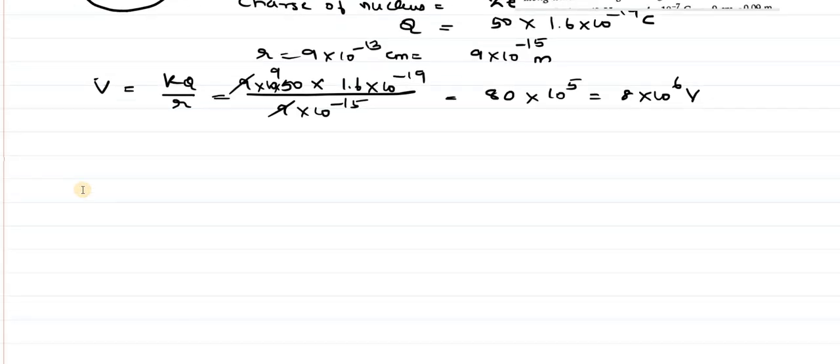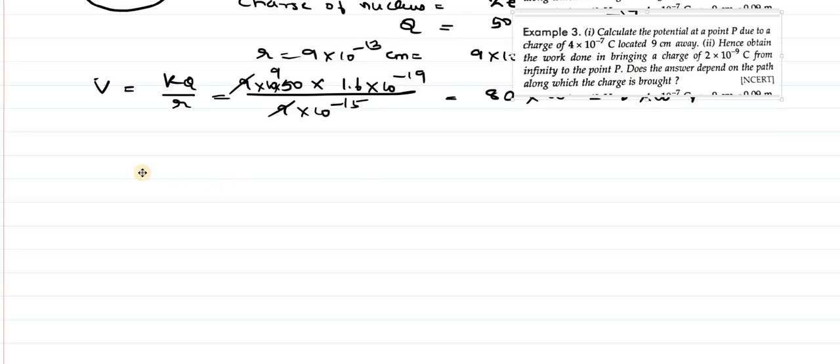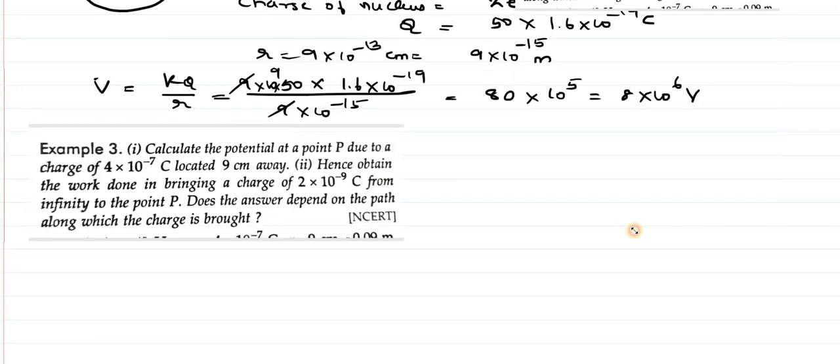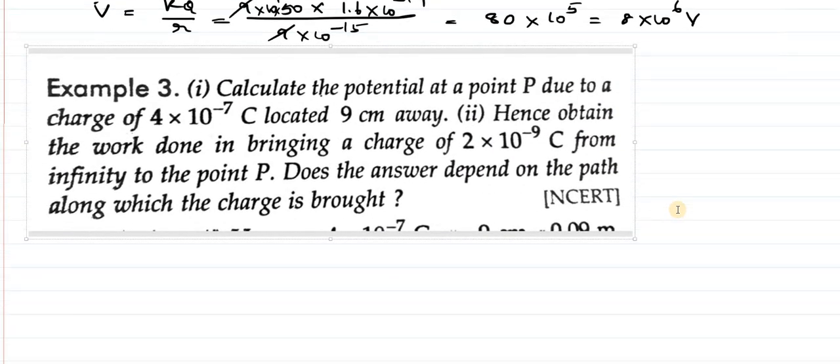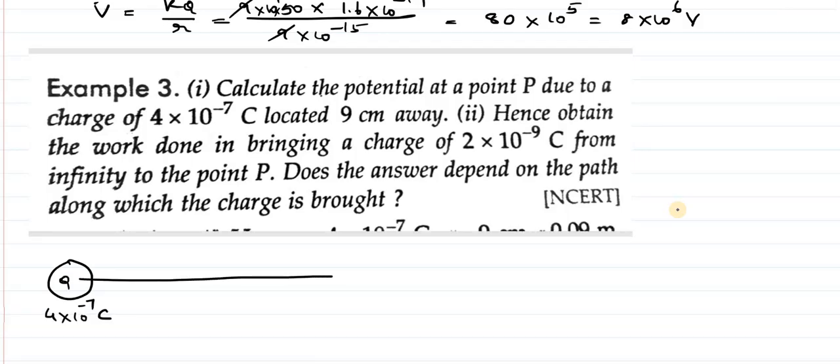Steps are important. Okay, you can do it. Calculate the potential at a point P due to the charge. This is the charge of value 4 into 10 to the power minus 7 coulomb located 9 centimeter away. So we know that very simple, right? Vp is equal to KQ by R.